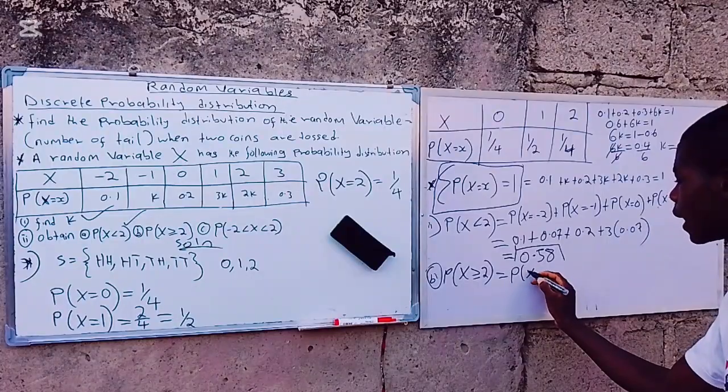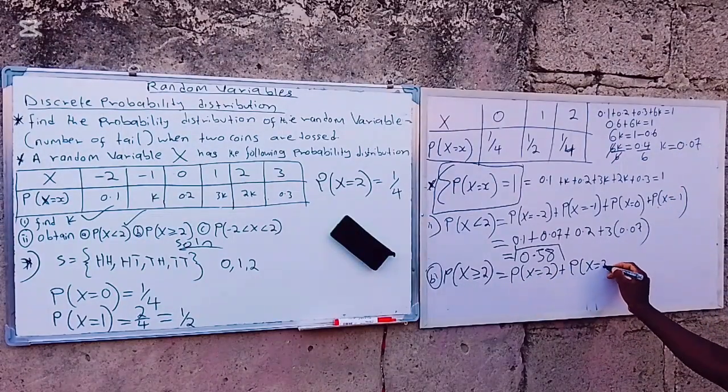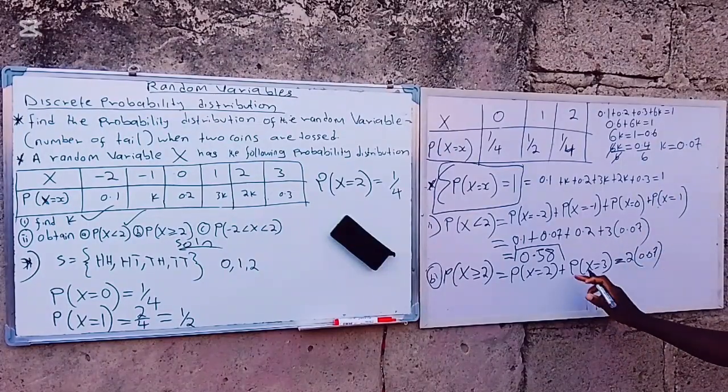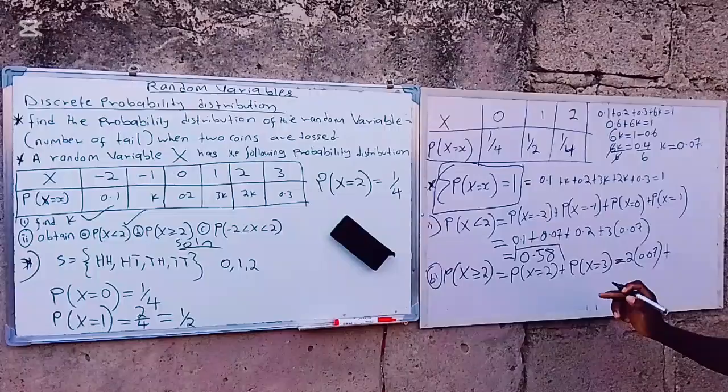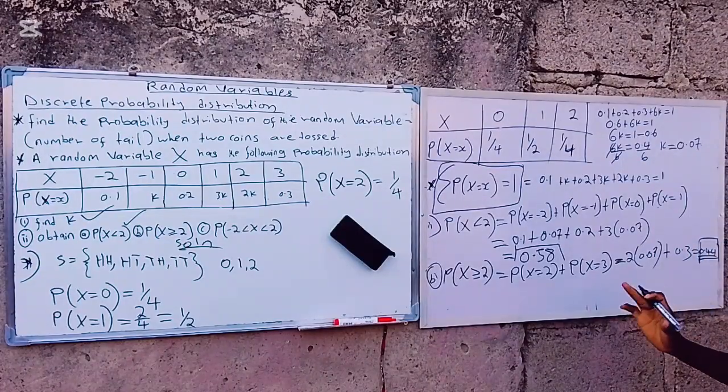So therefore, this should now be equal to the probability of x equals 2 plus the probability of x equals 3. I have the probability of x equals 2, which is 2k, 2 multiplied by k, which is 0.07, and therefore plus the probability of x equals 3, which is 0.3. So at the end, 2 multiplied by this plus 0.3, you get 0.44.